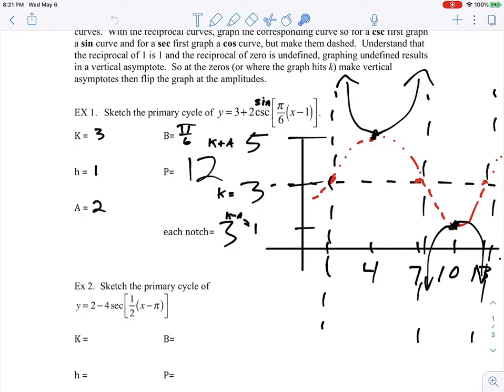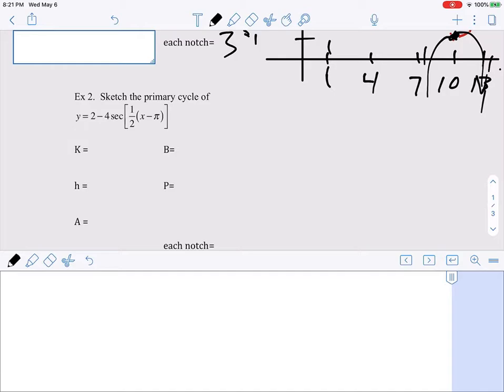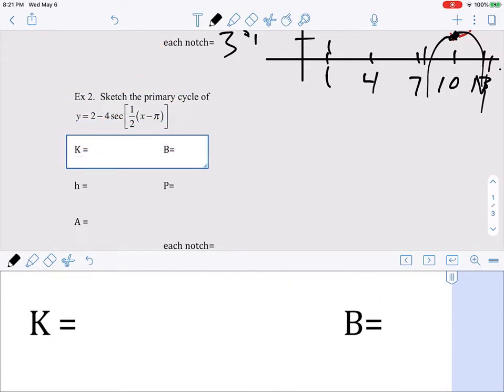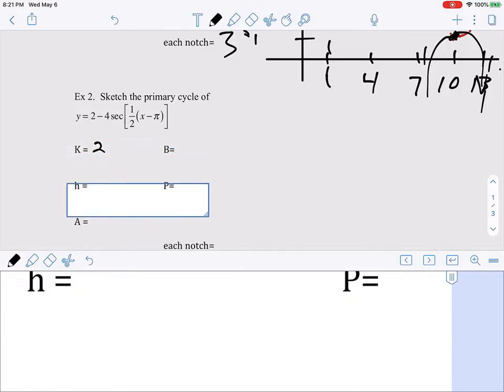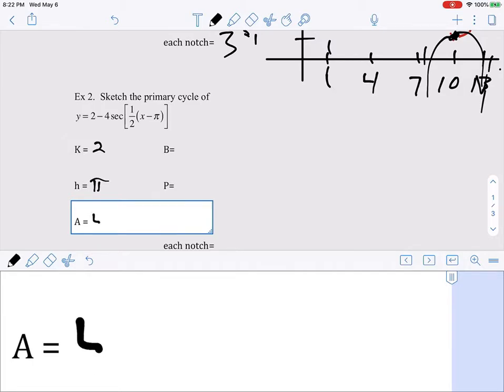Okay, so I'm going to do one more, and then I think I'm going to stop talking. All right, let's move this thing up, clear out a little room. All right, let's go. The K here is 2. The h is pi, opposite of what we see. The amplitude is 4. Now, some of you might be saying, hey, that's negative 4. The amplitude is an absolute value, okay? That negative is going to tell us what direction we graph in, okay? So it's going to graph from the bottom to the top because it's a reciprocal of a cosine. We'll get there in a second.